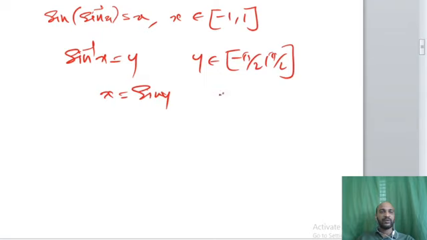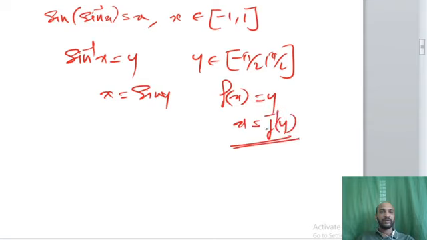Here we are using this result. If f of x equal to y, what is x? x equal to f inverse of y. That means if sin inverse of x equal to y, x will be equal to sin y. Just like f, sin or sin inverse is a function. That means this property we can use.